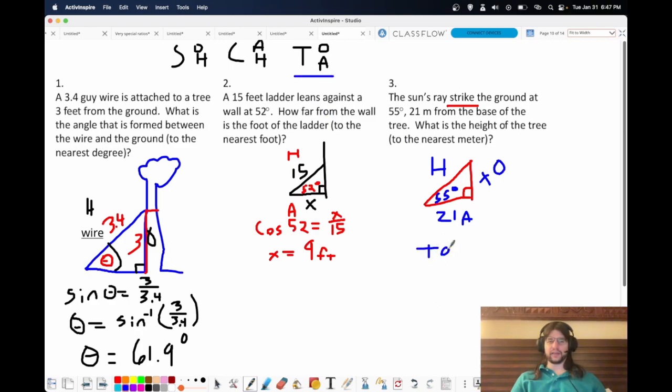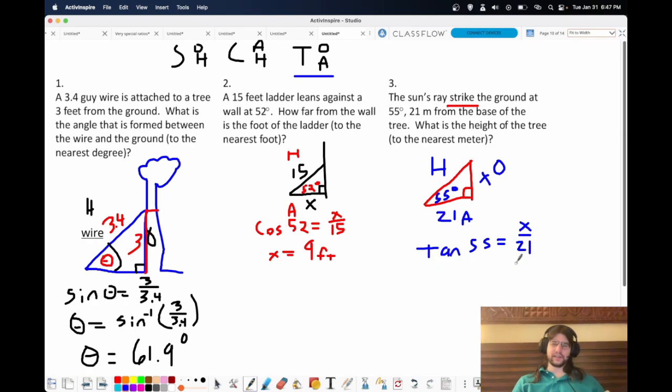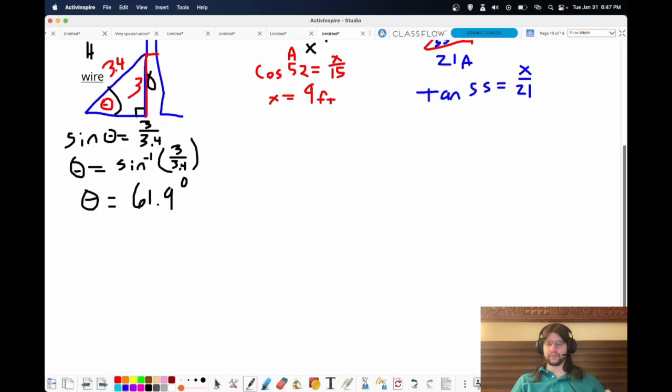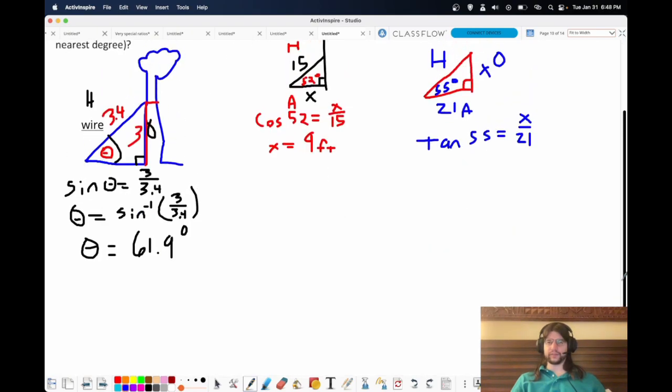Set up what we got. Tangent of our angle is equal to opposite over adjacent. I'm trying to guesstimate where my head is right now. I can't tell. I think I'm right above it, but I'm not positive. So tangent 55 is equal to x over 21. Sorry if you can't see that. In fact, let me just do that. Now you can see it for sure.